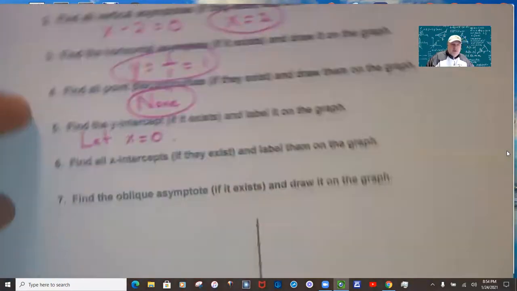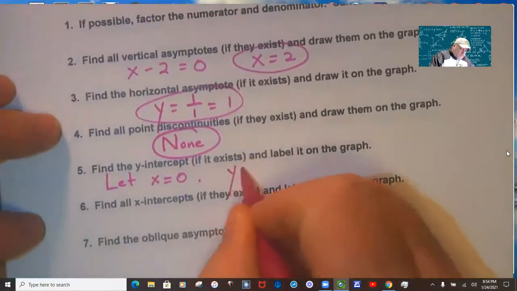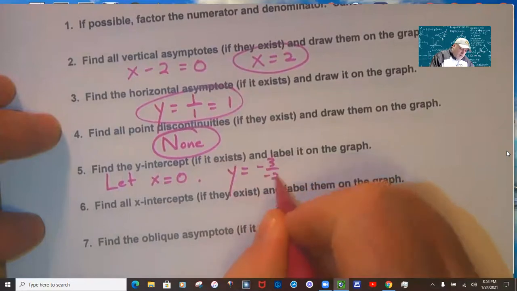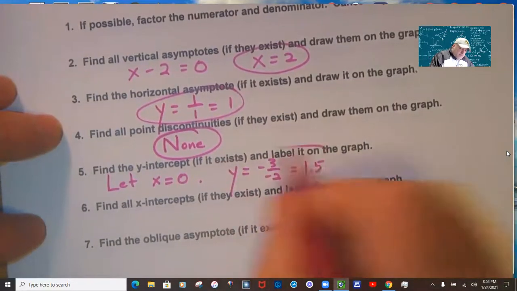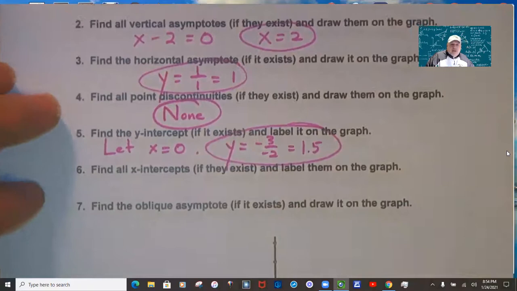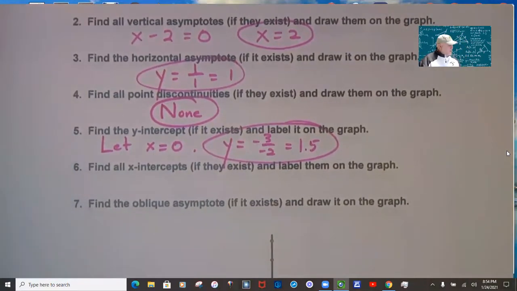This is universal. Okay, so when we do that, we get -3 over -2. And that is 1.5. Find all x-intercepts if they exist. So again, take this out. You're going to have to read this often.